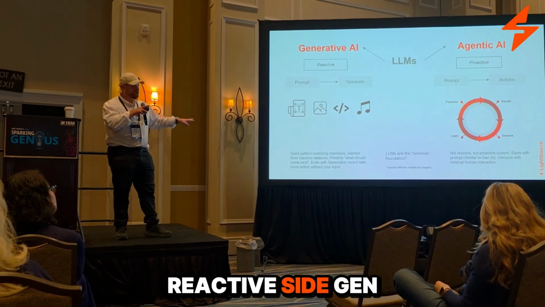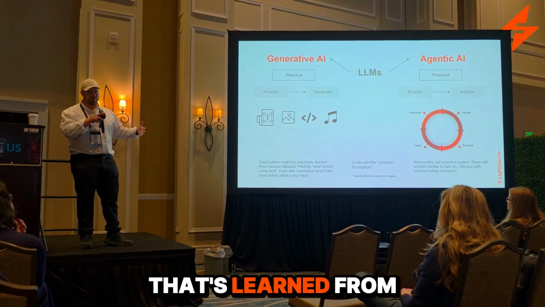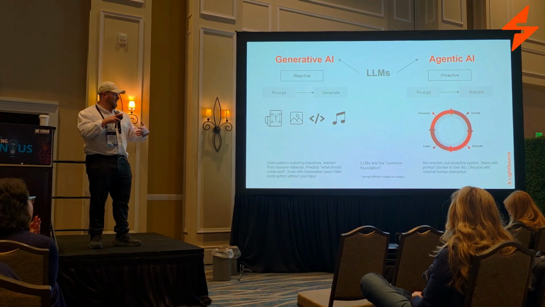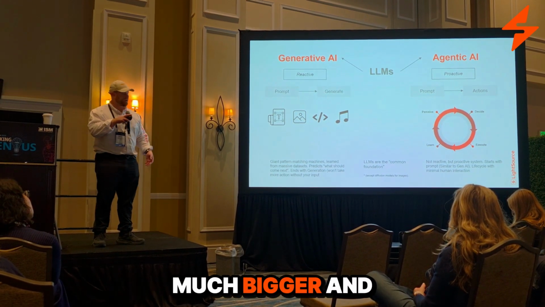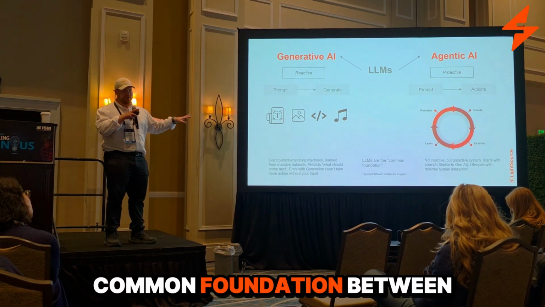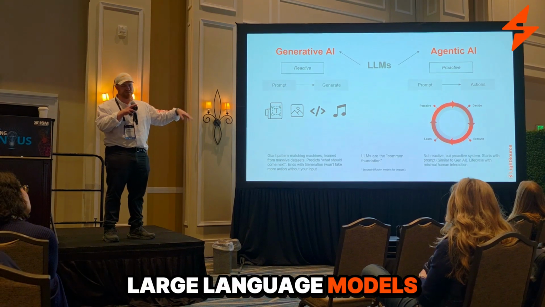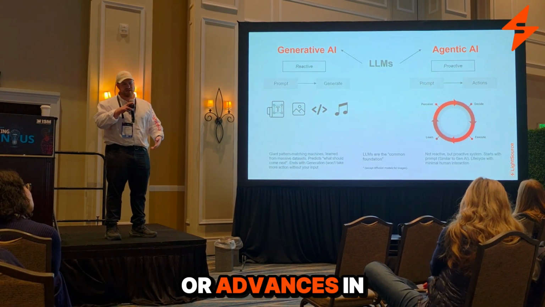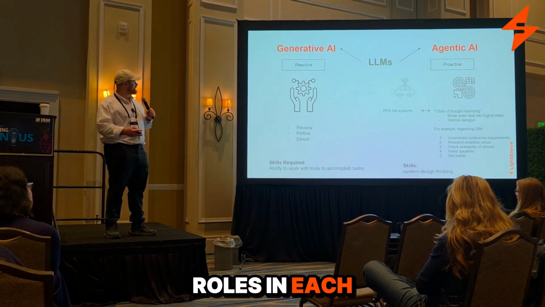Versus on the reactive side, Gen AI, it's just a giant pattern matching machine that's learned from an enormous data set, and it predicts what should come next as the generative output, just like the language models, but again, much, much bigger. And then there is one common foundation between these things, which is LLMs. So LLMs, large language models, was one of the core technologies or advances in performance that powers both of these. And they have different roles in each.